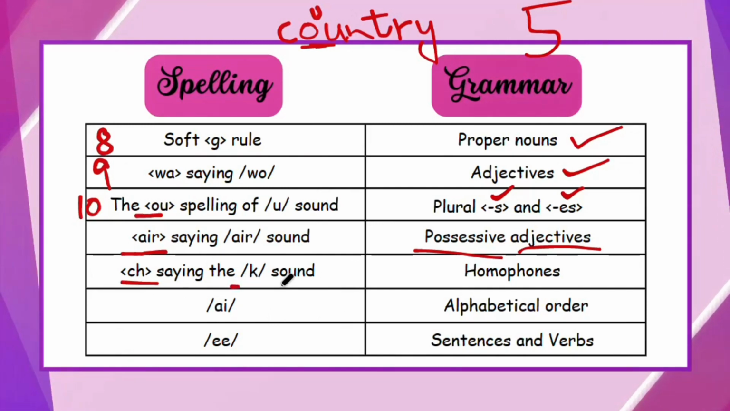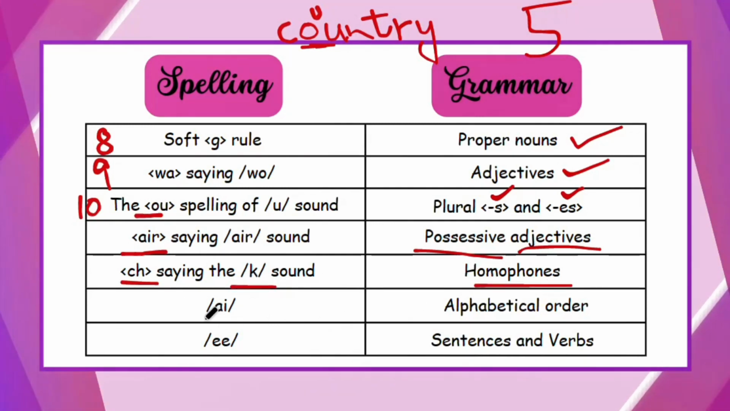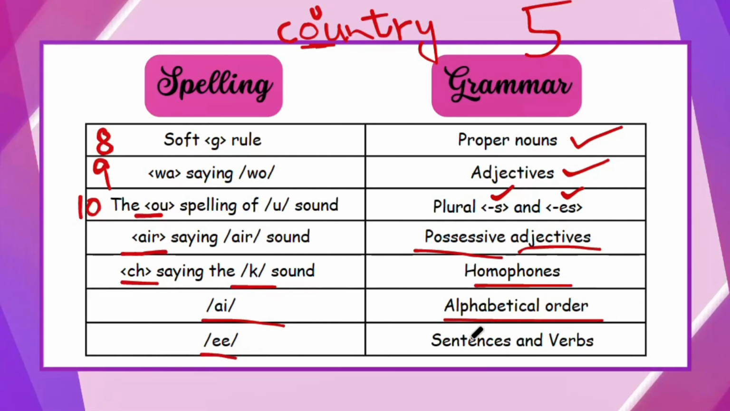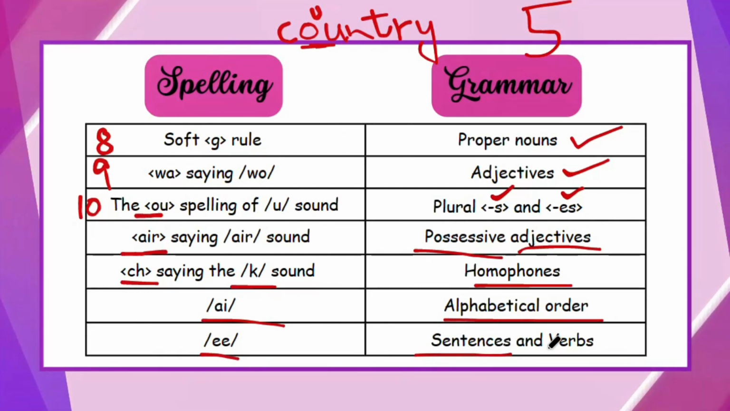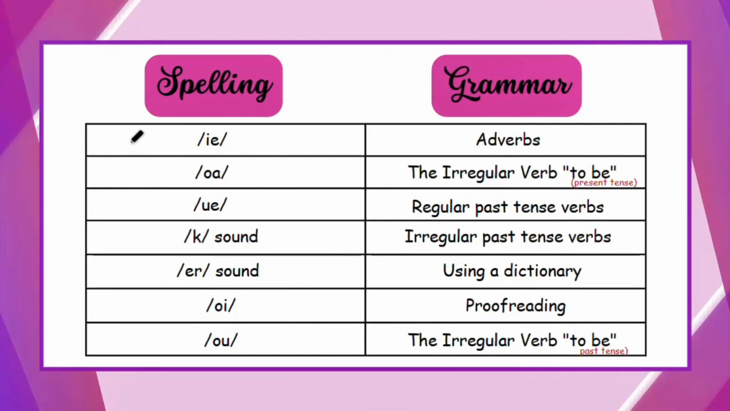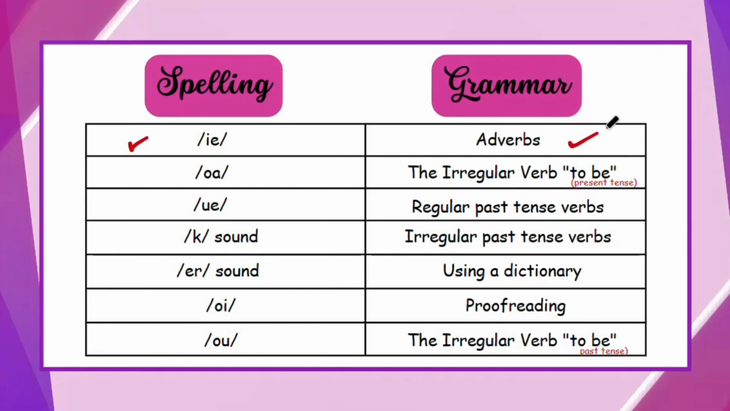CH saying the K sound and homophones. The long A sound, alphabetical order. Long E sound, sentences and verbs. Here we shall give them the concept that we cannot make any sentence without a verb. So the activity page will be all around this. Next we have the long I spelling. We shall do some adverbs in grammar.